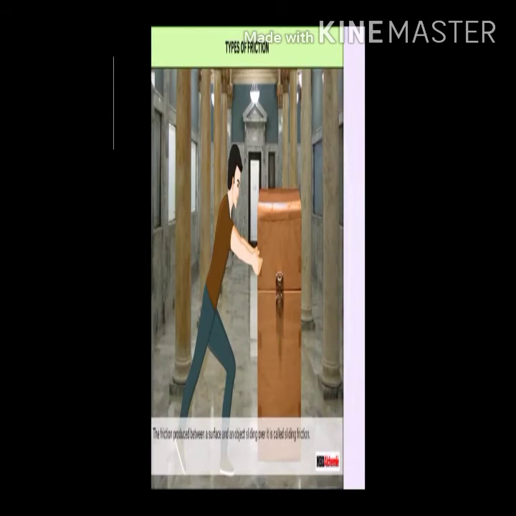Once the box begins to move, it is easier to slide it. This is because now, relative to the floor, the box is moving and the irregularities of the box and the floor do not get enough time to lock into each other. The friction produced between a surface and an object sliding over it is called sliding friction. Moving a box kept on a stand with wheels is much easier as the wheels roll over the surface of the floor. The friction produced between the rolling object and the surface is called rolling friction.